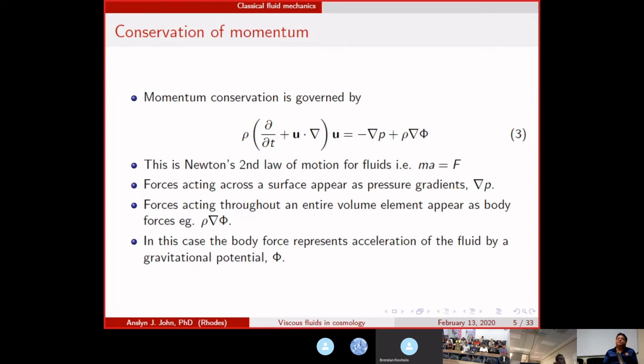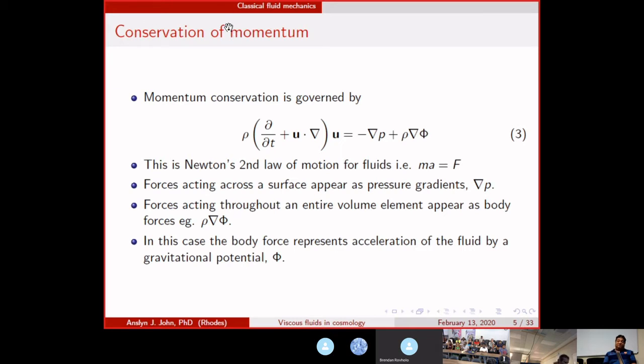Forces that act across the surface appear as pressure gradients, and those are the grad P terms, while forces that act throughout an entire volume element appear as body forces. I've listed rho grad phi as an example of one. The particular example I've used, the body force here, is caused by the acceleration of the fluid by gravitational potential phi. Now, this gravitational potential could be an external potential. So, for instance, if you're describing accretion onto a black hole or a neutron star, that potential is just the old GM over r.